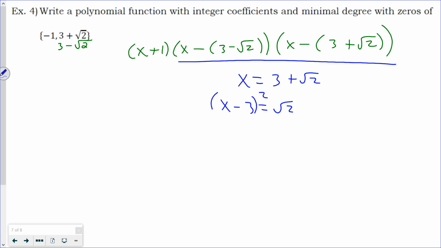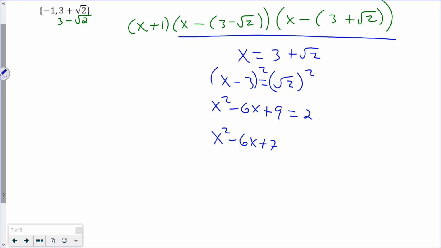And then you want to square both sides. x minus 3 squared gives you x squared minus 6x plus 9, and that's equal to 2. Subtract the 2 over, you get x squared minus 6x plus 7. In other words, x minus 3 minus root 2 times x minus 3 plus root 2 multiplied together gives x squared minus 6x plus 7. Everyone okay with that? You remember that back from my module 4? We good? Okay.